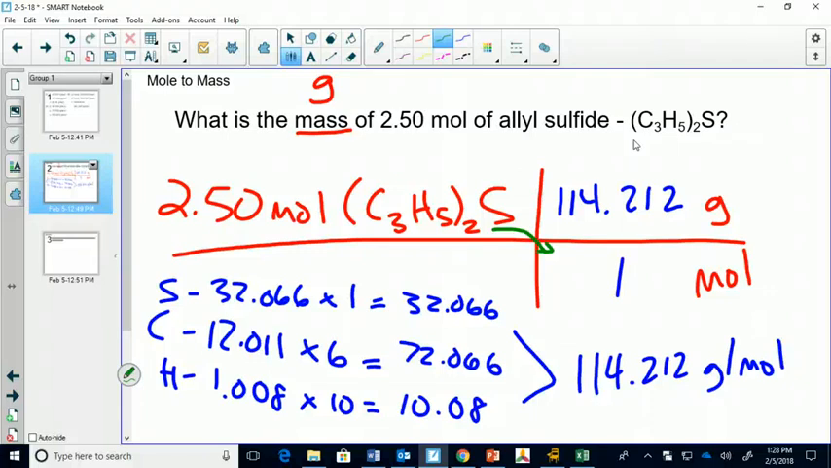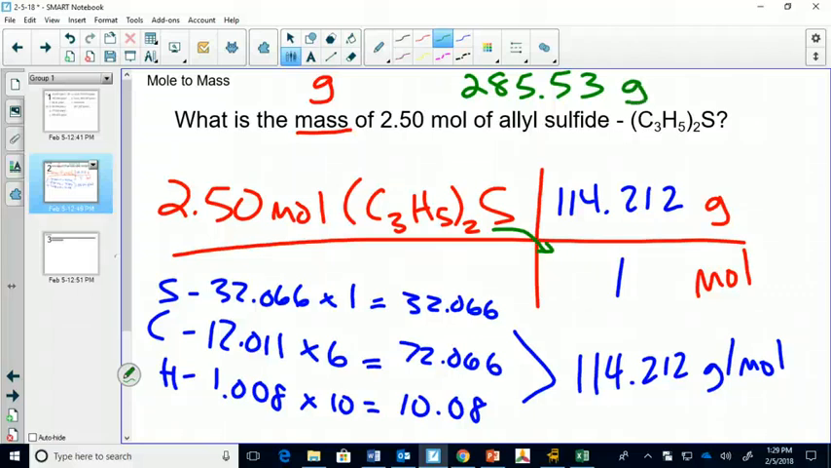Somebody got it for me? 114 times 2.5 wouldn't be 35. Okay, I was going to say. How much? 285.53. And again, I would not round. You want to put all of the numbers in. What are my units? Anyone? Grams, because it's mass, right?